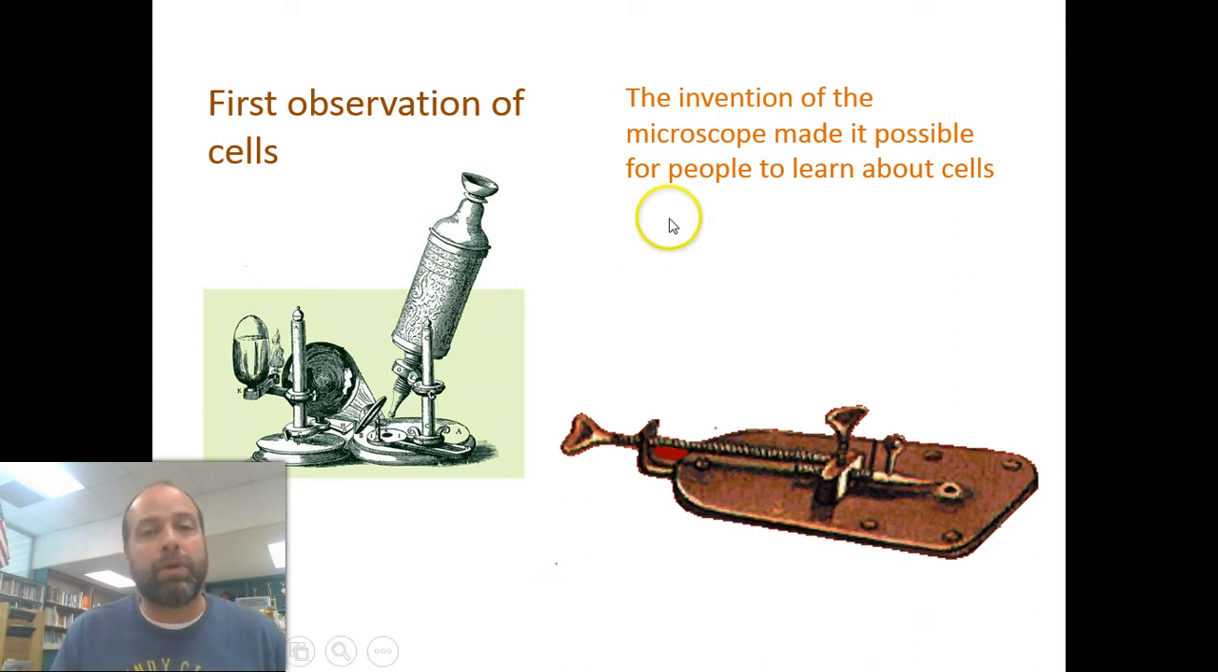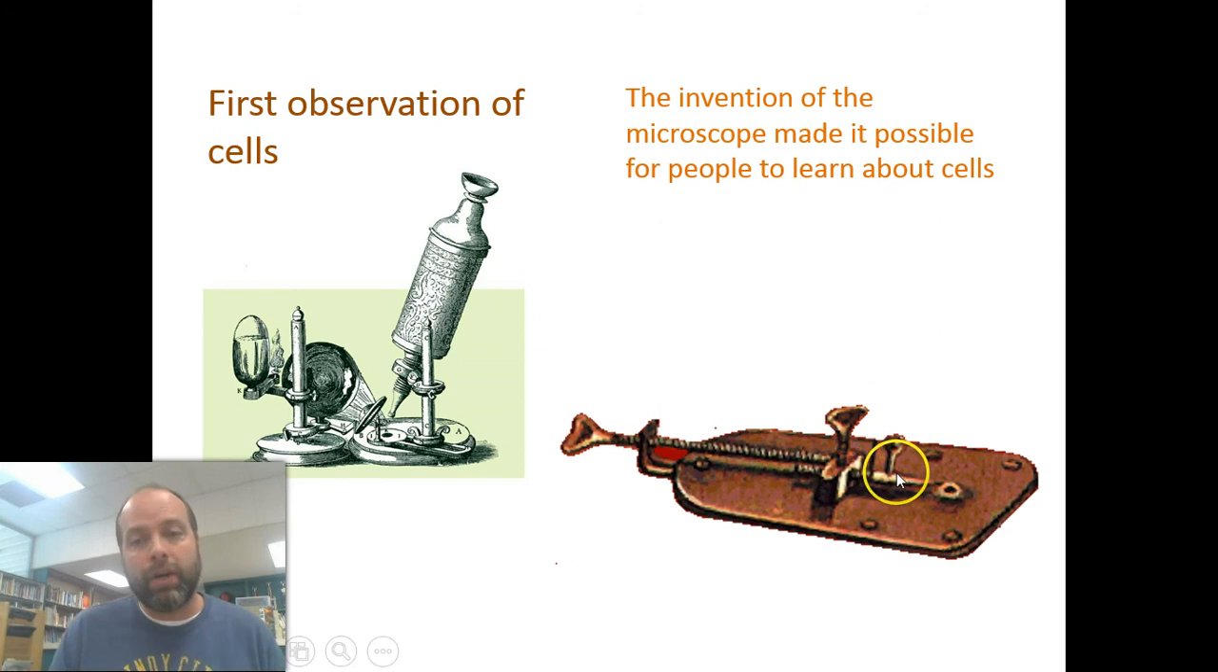However, the first person to look at cells and actually coin the term cells was Robert Hooke. Robert Hooke used a microscope like this, and he looked at cork cells, and what he found was little spaces in the cell wall, and it reminded him of the cells that the monks used to stay in.